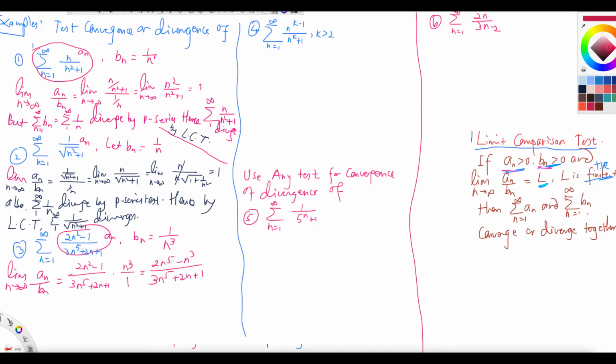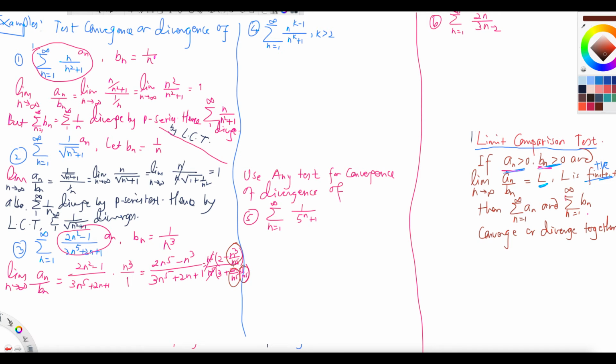What do you get? When you take n to the 5 out, you will get 2 minus n to the cubed over n to the 5 in the numerator, and then in the denominator, n to the 5 out, 3 plus 2n over n to the 5 plus 1 over n to the 5. That's what you get. Now when you take the limit as n tends to infinity, that term will go to 0, and this term will go to 0, and that term will go to 0.